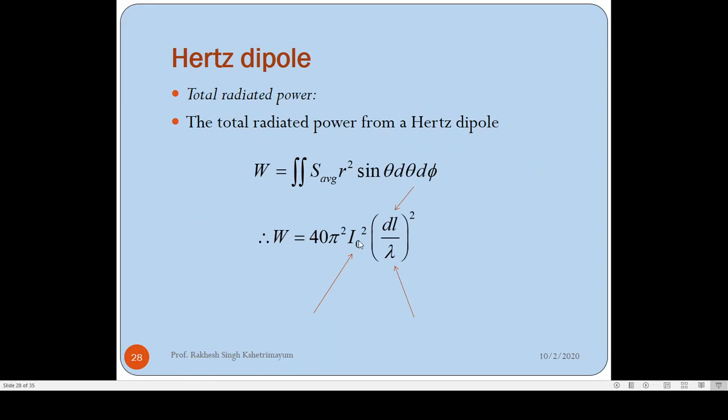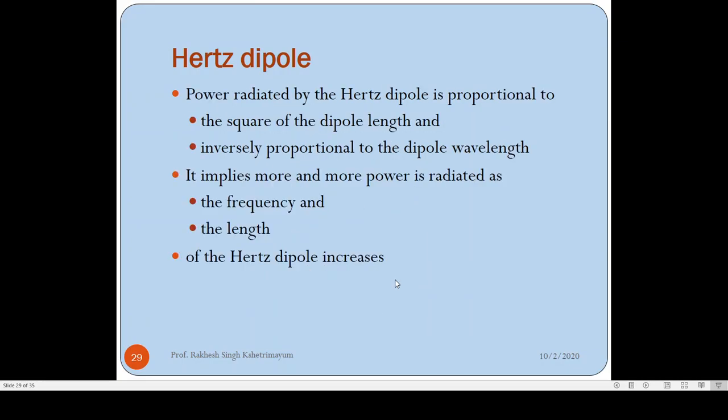We have a lambda in the denominator here, lambda square. So that means for smaller and smaller lambda, we should be having more total radiated power. Smaller lambda means higher frequency. If you go for higher and higher frequency, the total radiated power will become higher and higher. If you go for larger and larger size of the antenna, total radiated power will be larger. So it means that the power radiated will be more and more for higher frequency and larger size of the antenna.